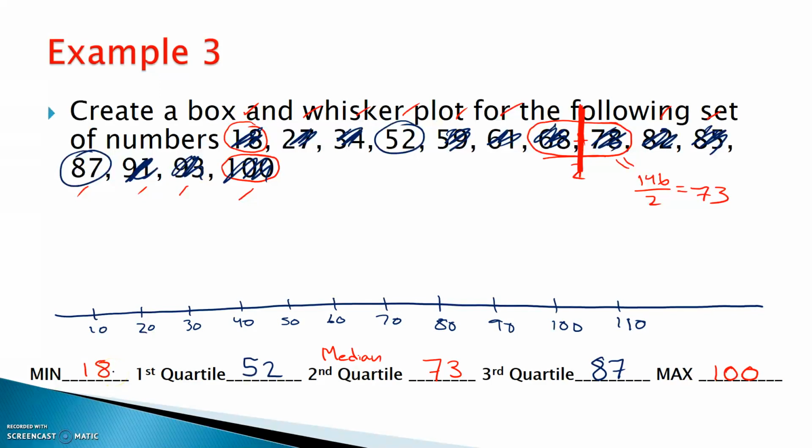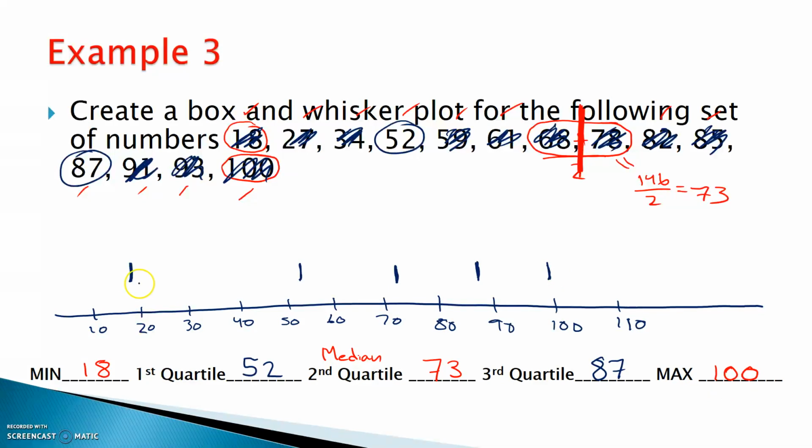18, this is going to be a rough estimate. 18 is between 10 and 20, closer to 20. So I do want to put it closer to 20. All right. My Q1 is going to be at 52. It's right after 50, not closer to 50, not closer to 60. My median, or my Q2, is 73, which is closer to 70. 87 is closer to 90, so right here. And again, these are just rough estimates. I'm not looking for anything exact, guys, except for the max. Well, this one should be landing directly on top of 100.